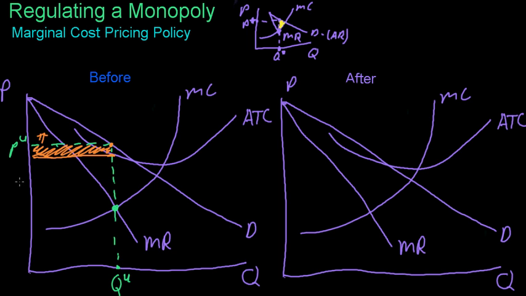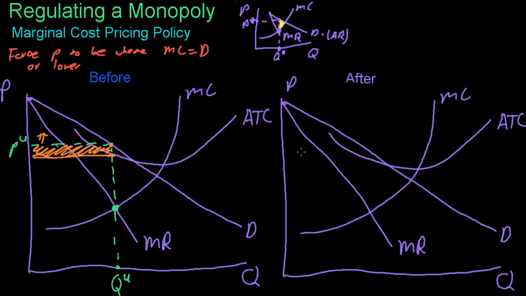Now, everything changes if they're regulated. So first we're going to talk about how they're regulated, and then we're going to do the diagram of what the effect is. So marginal cost pricing policy says that we are going to force price to be where marginal cost is equal to demand. Okay? So just to reiterate, we're going to force the price to be where marginal cost is equal to demand, and I should say or lower.